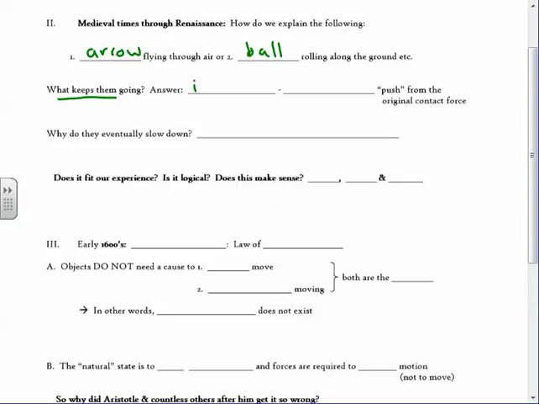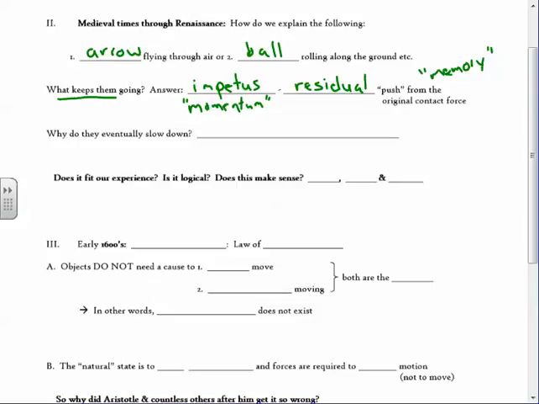The old answer was something called impetus. Today you might use the word momentum. We're so biased into thinking that if something's moving, there has to be something pushing it along. We invented this concept called impetus, which is kind of like a residual push from the original contact force. A memory of some sort. If you really stop and think about it, that's kind of odd. It's like a ghost-like force that's a remnant from our original push or pull or whatever.